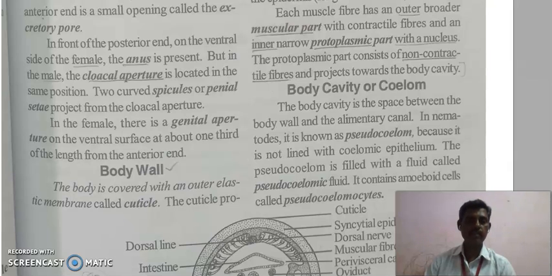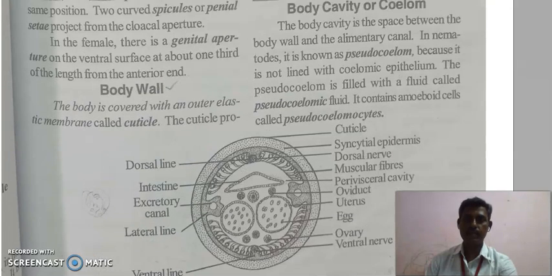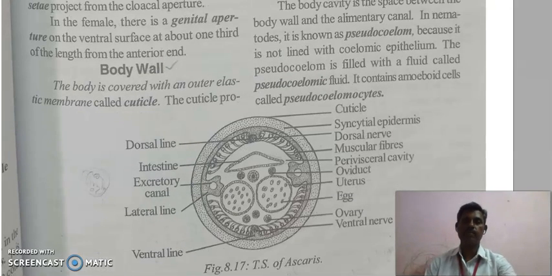Pseudo means it is not true; it makes an illusion. So we call it a pseudocoelom because it is not lined with coelomic epithelium. The pseudocoelom is filled with a fluid called pseudocoelomic fluid. It contains amoeboid cells called pseudocoelomocytes. Here you can see the diagram of the transverse section of Ascaris.